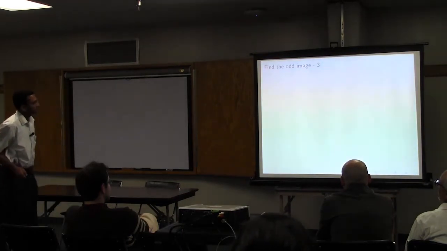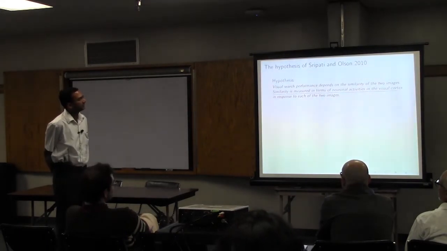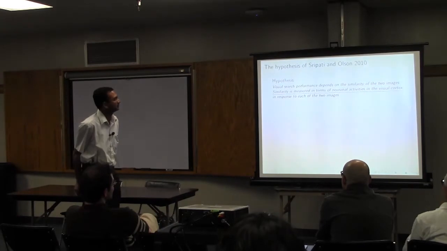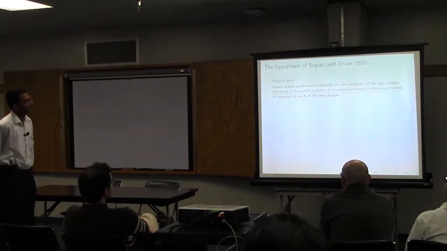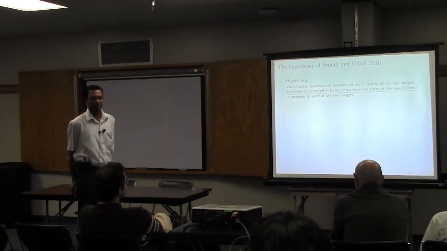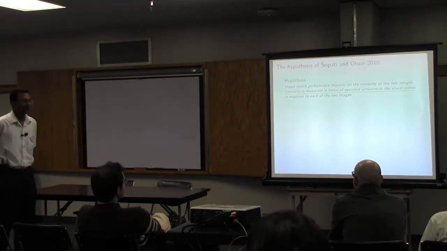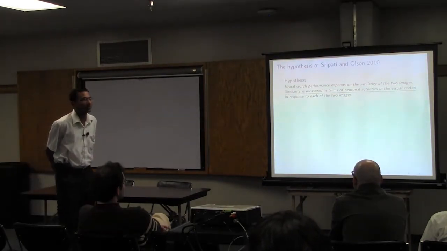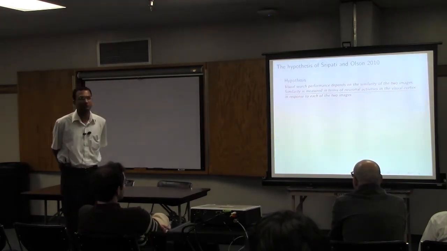So this friend and colleague, a neuroscientist, Arun Sripathi, in his work with Olson during his postdoc at Carnegie Mellon University, hypothesized that visual search performance depends on the similarity of two images. That's a natural thing to guess. But then they went one step further and said that the similarity can be measured in terms of neuronal activities in the visual cortex, in response to each of the two images.